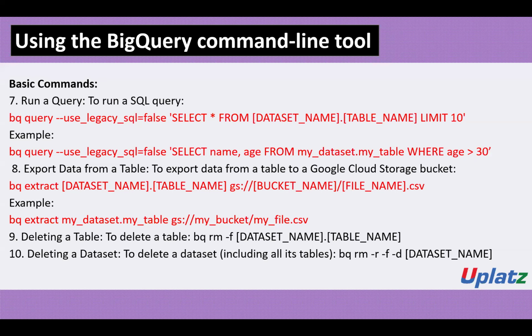So these are some basic commands that you can utilize for different purposes. To run a SQL query in the Google Cloud SDK shell, you have to write this command. Similarly, to export the data from a table to a Google Cloud Storage bucket, you have to execute this command. Likewise, there are commands for deleting the table and deleting the data set. Got it?